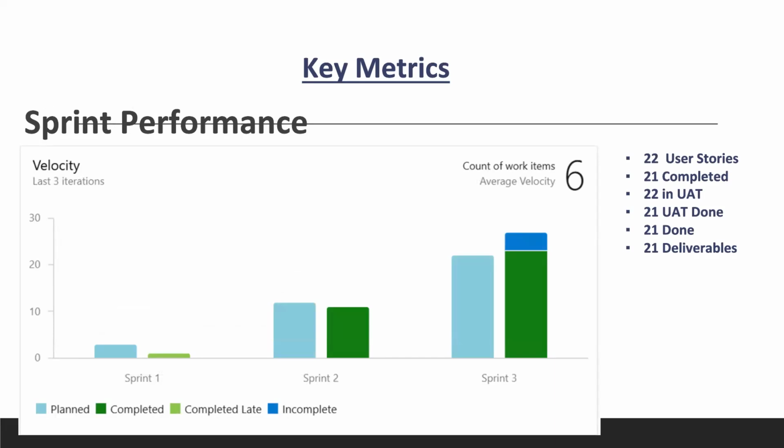And these are key metrics. At the start of this sprint, like I said earlier, we had 22 PBIs, and so we wrote 22 user stories. Out of the 22 user stories, we have completed 21, and all 21 are done now. 22 are in UAT, 21 in UAT done, and 21 done. So we have 21 deliverables in total for this sprint.